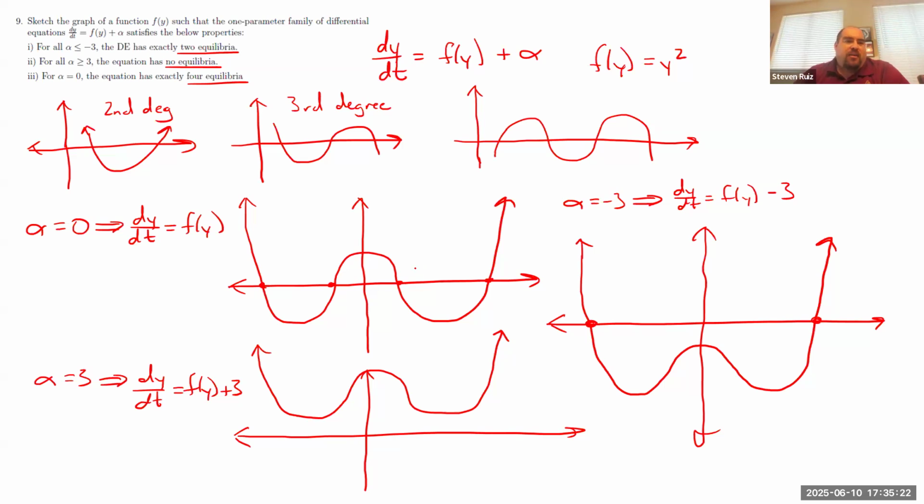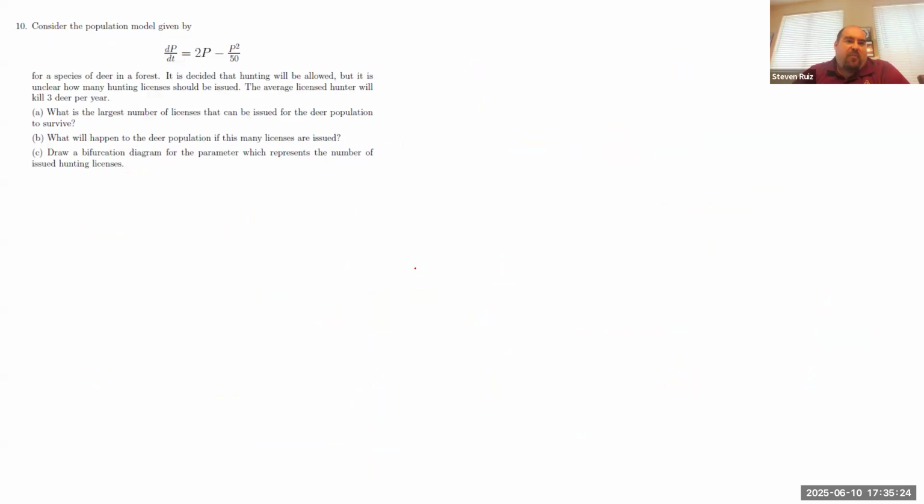All right, final question. I have a population model given by this differential equation. So this is how a population of deer looks like. There's a birth rate in here given by 2p, a death rate given by p squared over 50. We're also going to alter this equation by allowing hunting licenses. So how does that alter this equation? The number of hunting licenses is going to be unknown for now, not variable, but unknown. So that's a parameter.